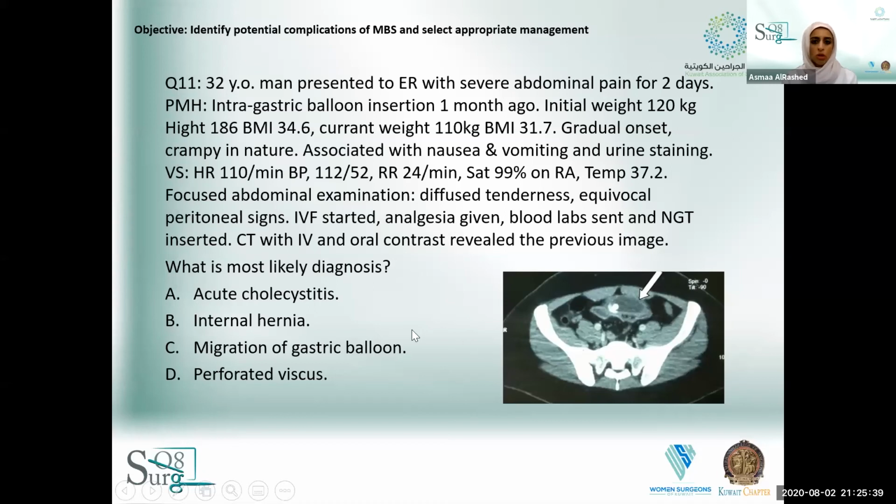So what is the most likely diagnosis? A, acute cholecystitis, B, internal hernia, C, migration of gastric balloon, and D is perforated viscus.